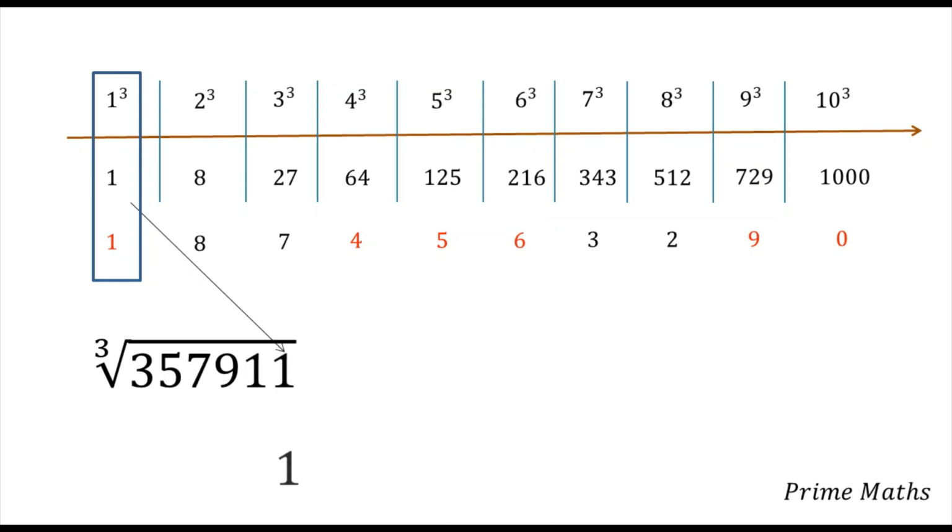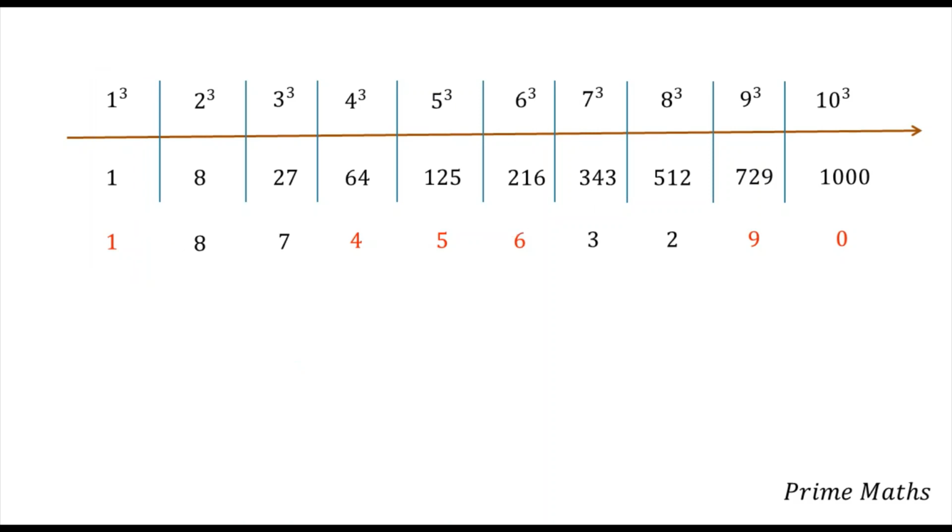We write down 1, then strike out the last 3 digits of the number, and focus on the remaining digits, which is 357 here. See that 357 lies between 343 and 512, as before we have to take the smaller value, which is 343, but 343 is 7 cube. We write down 7 before 1, and get the number as 71. Thus, the number obtained as 71, is the cube root of 357,911.